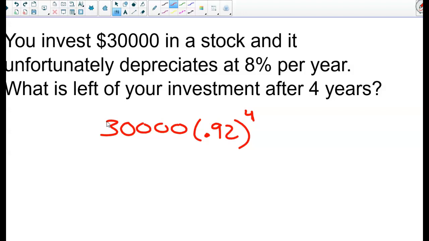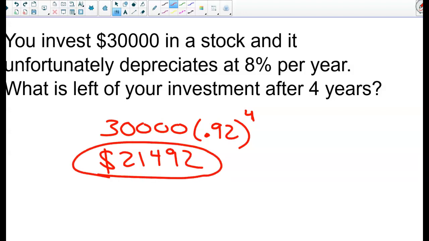So when you put those numbers in, what do we get? 0.92 raised to the 4th power times 30,000. What's my answer? You guys have the calculators. What is it? No. You have to multiply it by 30,000. What do you get? Go ahead, Evan. $21,491 point what? So we'll say $21,492.